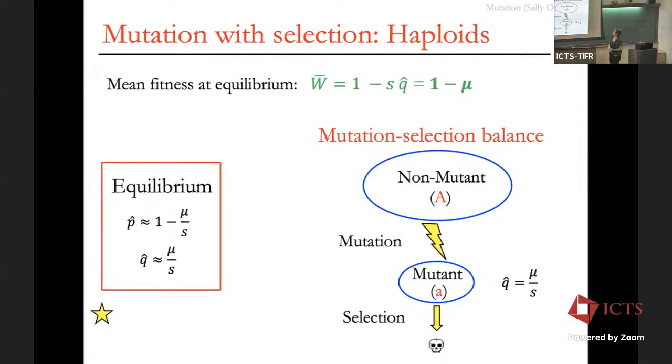The other thing that's a quick calculation is the mean fitness, which I already did over here on the board. The mean fitness is 1 minus S q hat. And I plug in q hat is mu over S. The S's disappear. The mean fitness is just 1 minus mu. It doesn't depend on the selection coefficient. This is sometimes called the mutation load. It's the amount by which the fitness of a population is reduced by mutations that are recurrent. Why does it not depend on S?